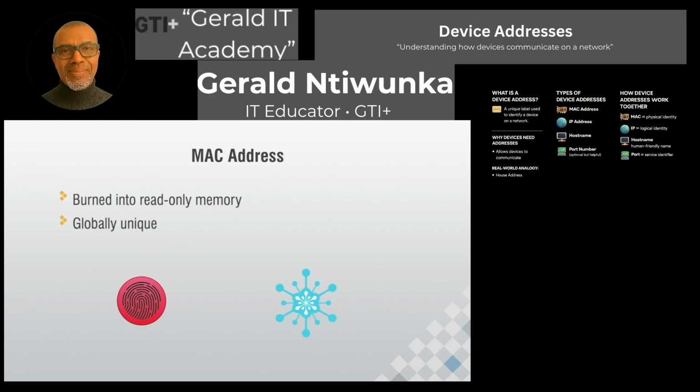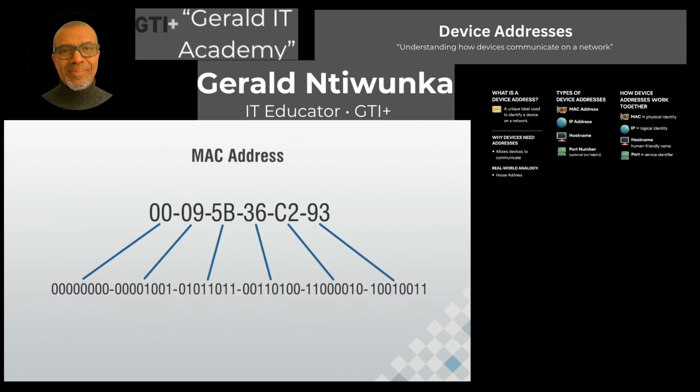An important feature of MAC addresses is that they are globally unique, like a fingerprint. You can see from the diagram that they are likened to a fingerprint that cannot be changed at any cost. This is an example of a MAC address. You can read the number on the screen.